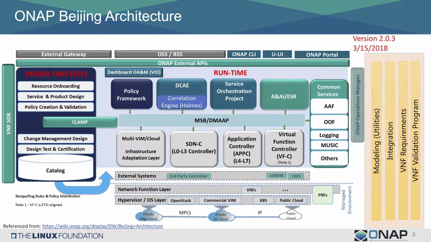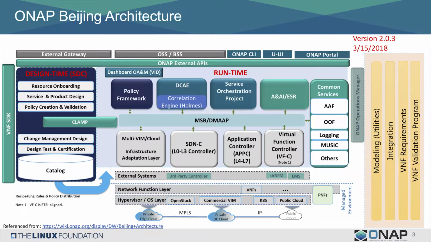That's the Beijing release architecture. In the overall ONAP architecture, there are 2 types of environments: the design time environment and the runtime environment. The design time environment enables business operators and service providers to design, define, and program the platform, by defining different services and onboarding and uploading different VNFs and artifacts, so the runtime environment can execute those business logics as programmed and defined in the design environment.